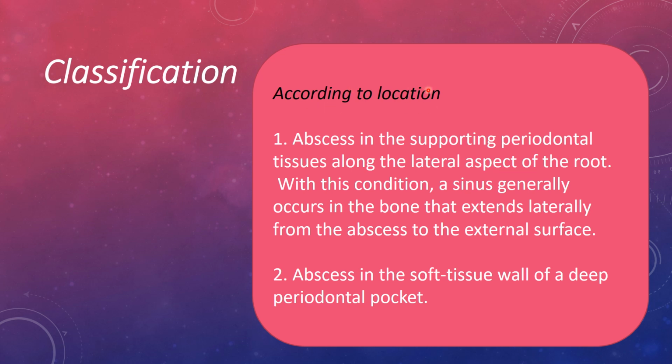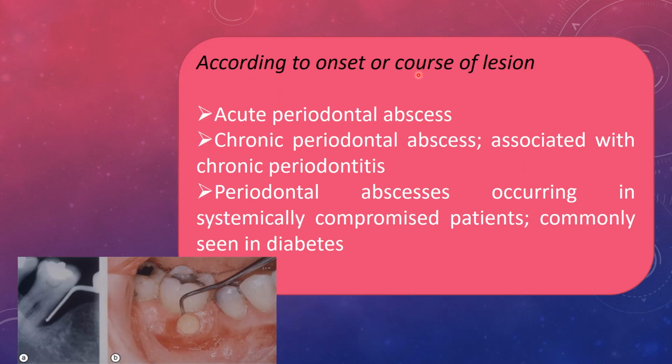So it has been classified according to various conditions. According to location, it has been classified into two. The first one is abscess in the supporting periodontal tissues along the lateral aspect of the root. With this condition, a sinus generally occurs in the bone that extends laterally from the abscess to the external surface. The second one is abscess in the soft tissue wall of a deep periodontal pocket. Coming to the onset or course of the lesion, it can be an acute periodontal abscess or a chronic periodontal abscess that is associated with chronic periodontitis, or periodontal abscesses occurring in systemically compromised patients, commonly seen in diabetes patients.